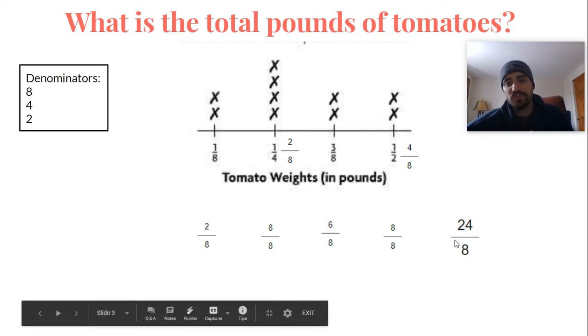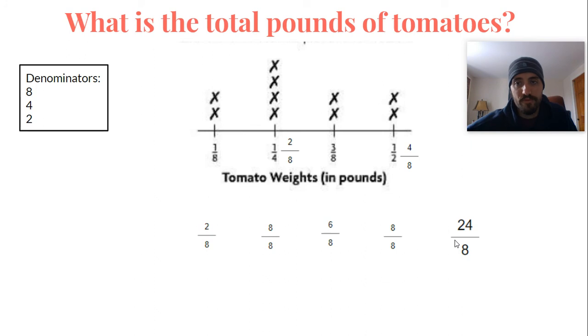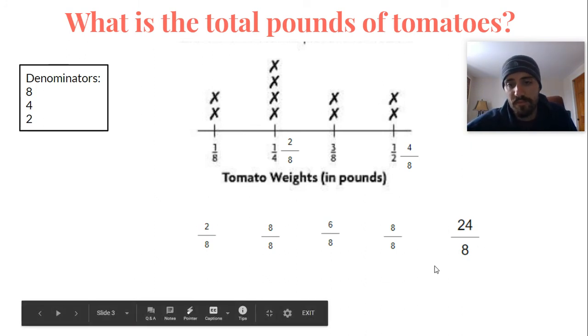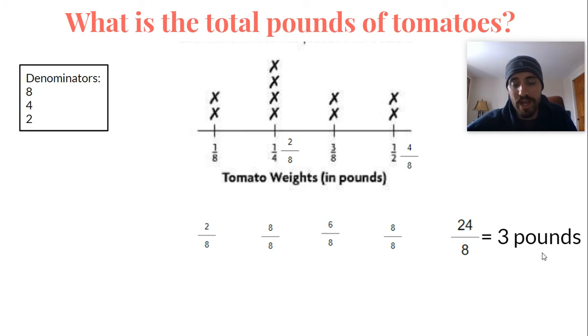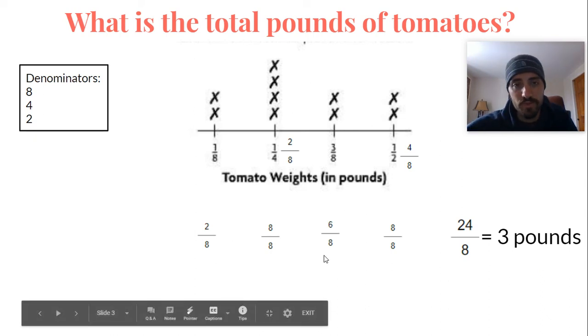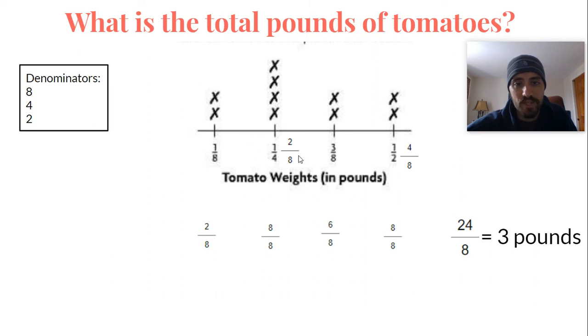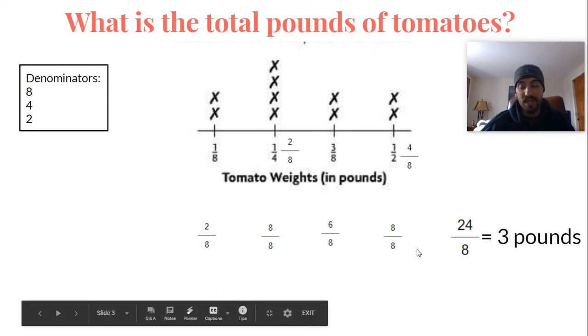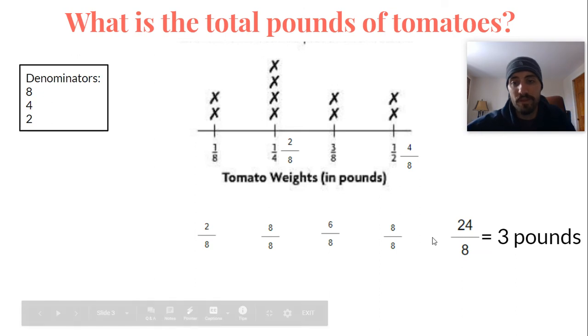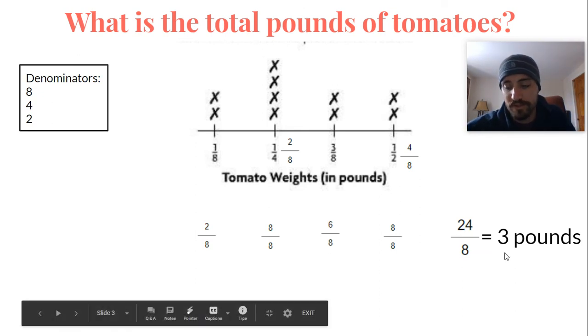Remember, a fraction is just a division sign. A fraction is just division, it's the same thing. So 24 divided by 8 is 3. In total, this equals 3 pounds. All these tomatoes together equal 3 pounds. We did that by first making sure that these all had the same denominator. Then we added up each category. Then we added them all together, and we found that 24/8 is 3 pounds.